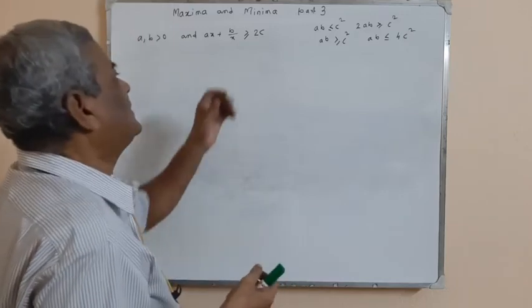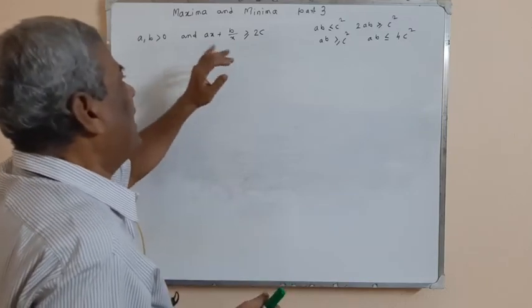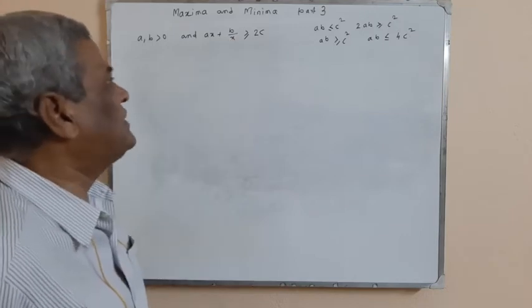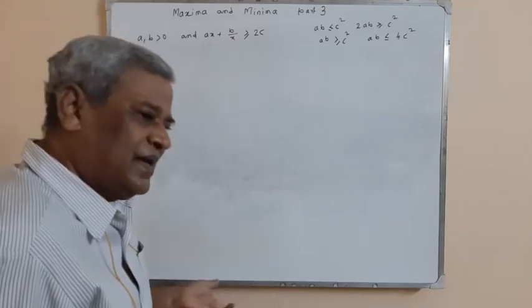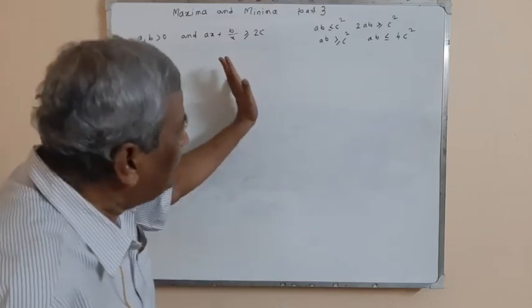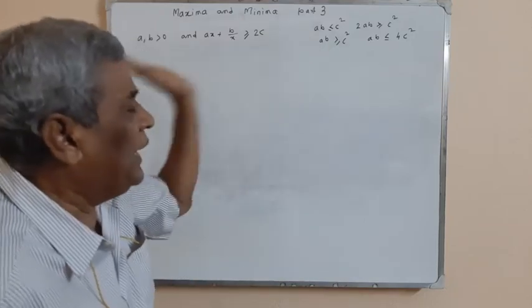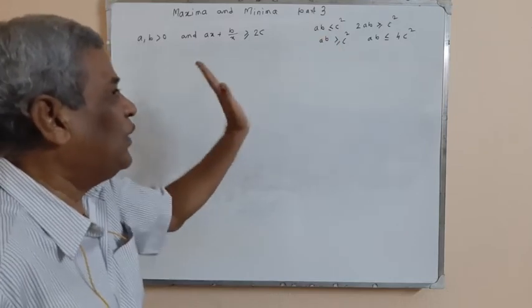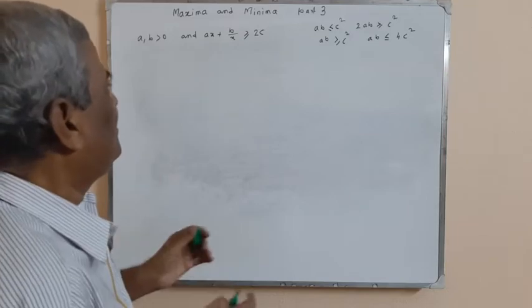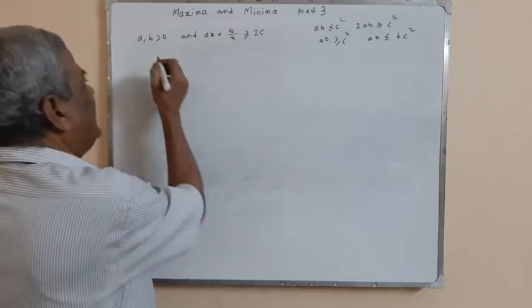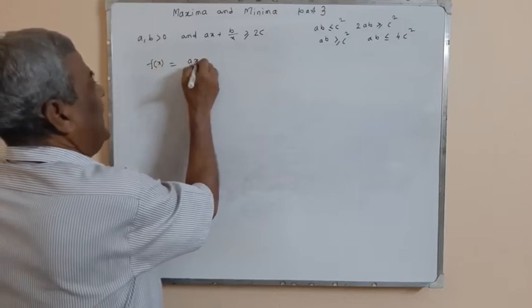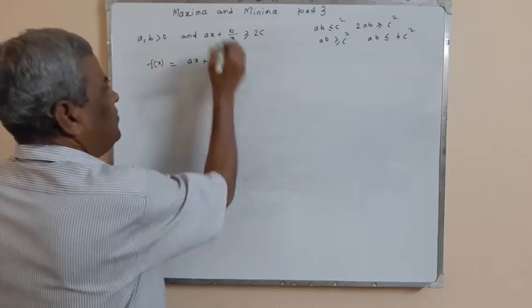From that information, I find the minimum value of AX plus B by X, and that must be greater than or equal to 2C. And from that relation, we check the options one by one; one of them will be correct. For that purpose, let fx is equal to AX plus B by X.